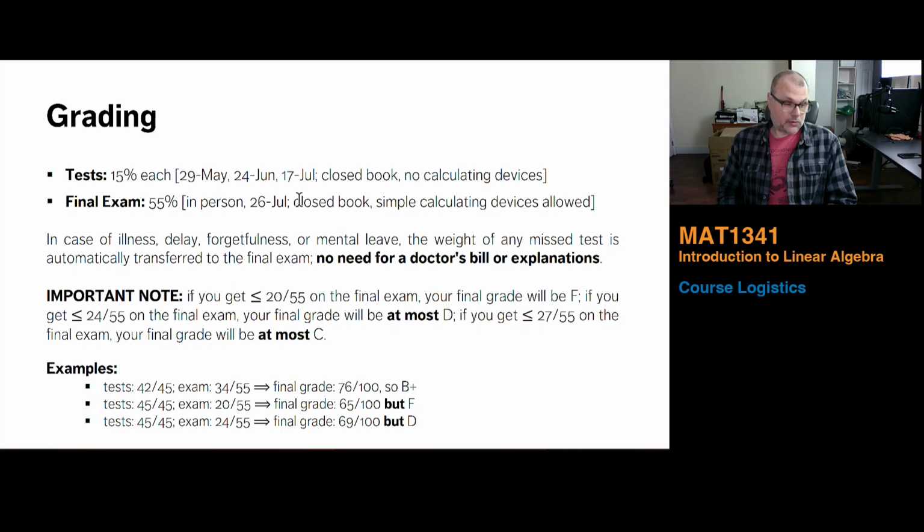Important note, the unspoken rule in the department is that if you fail the final exam, you fail the course. I feel it's perhaps a little rash, a little harsh. The way it's going to be set up, if you get below 20 out of 55, which you'll agree is a fairly low grade, all things being equal, your final grade is an F. Can't help you. You need to at least perform well enough on the final to be able to say that you've passed the course.